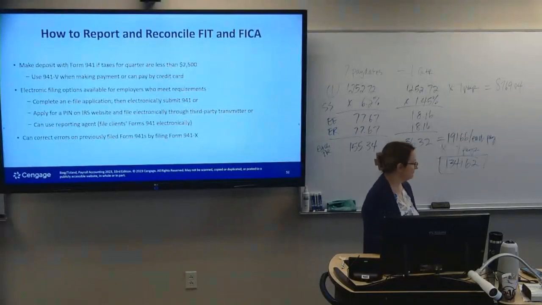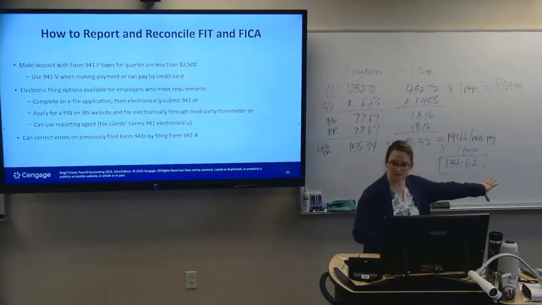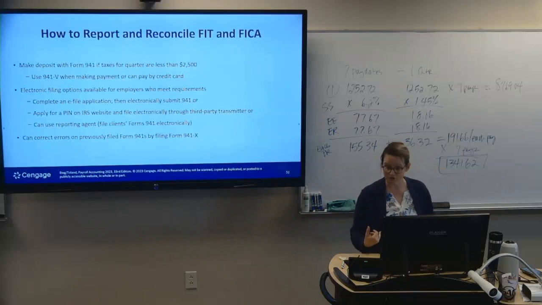If you are paying with the 941, there is a voucher that goes along with that form, 941V. Anytime you've got a payment voucher, the IRS would put V at the end of it. So like if you're paying with your taxes, there's a 1040V. V just means voucher. It's a payment voucher.